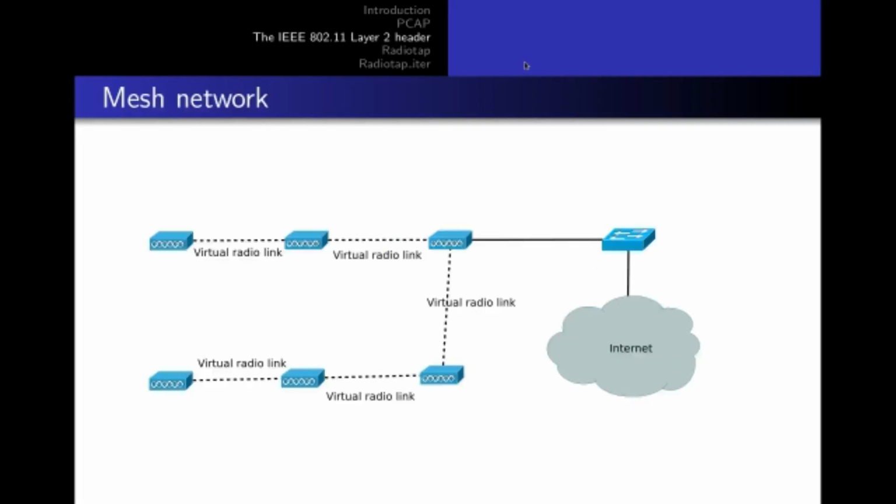In a mesh network, you have here the core wired network with an internet access. It's not mandatory, but usually it's like this. Then you have a first access point which bridges between wired and wireless network, and several hops through other access points through virtual radio links, which are routed through all the mesh network.